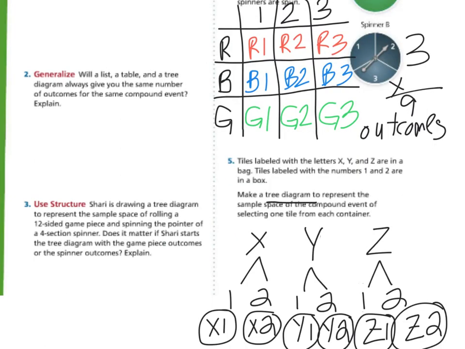Okay, now check your answer to question 5. In this question, you were asked to make a tree diagram. So the tree diagram shows each of the outcomes from one event and then branches off to show the outcomes for the second event. In this case, each letter, X, Y, and Z, can be paired with each number, 1 or 2, to make a total of 6 possible outcomes.